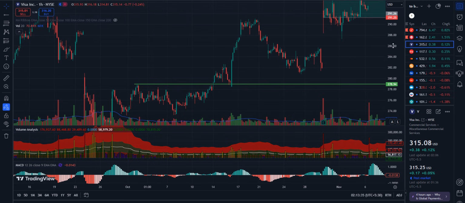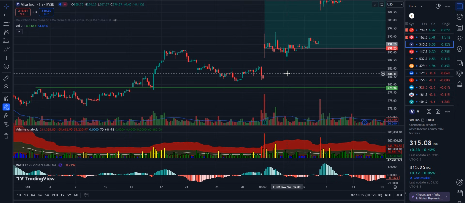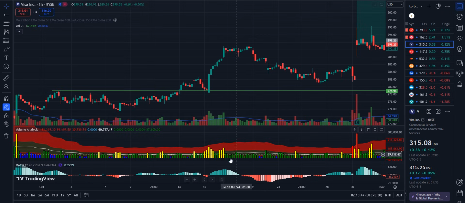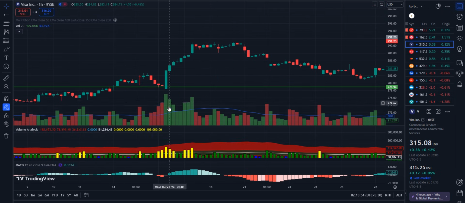Now after seeing the break, we want three conditions to be fulfilled. The first condition is we want four red or yellow bars on this volume analysis indicator for a bullish candle. Here you can see we have 1, 2, 3, 4. Now the first condition is fulfilled.